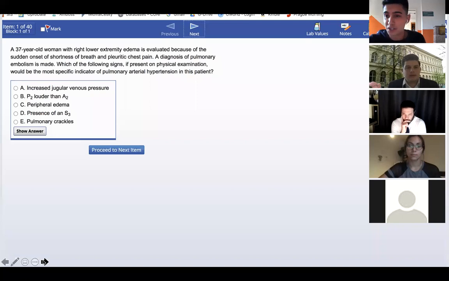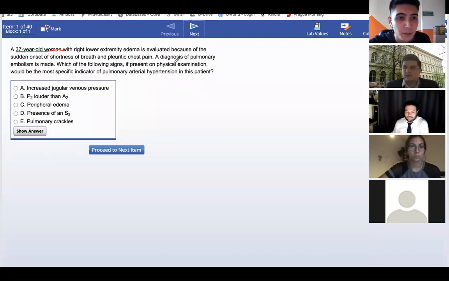So the first question that we are looking at is just, as you see, I have 2 questions prepared for it, but if we just read together, there's a 37-year-old woman, right lower extremity edema. She's evaluated for sudden onset of shortness of breath. Okay, that's quite interesting because she's somewhat a young woman, middle age, and shortness of breath, pleuritic chest pain. Okay, so now you can already think about stuff, but what they're actually doing here, they already give you the diagnosis.